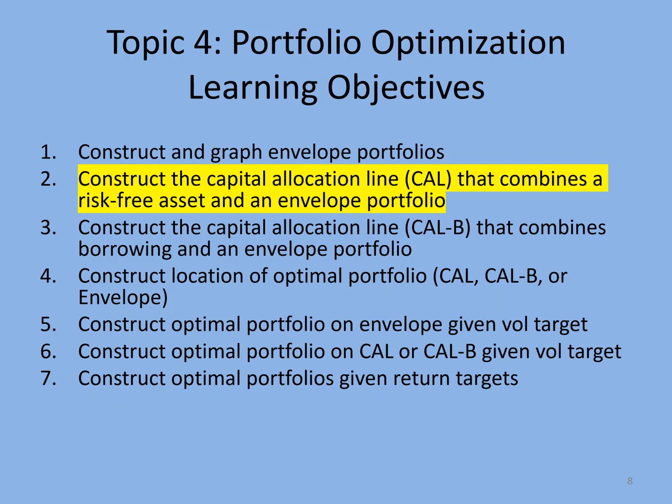Financial Modeling, Topic 4, Portfolio Optimization, Section 2, Constructing the capital allocation line, which is a line that combines a risk-free asset and an envelope portfolio.